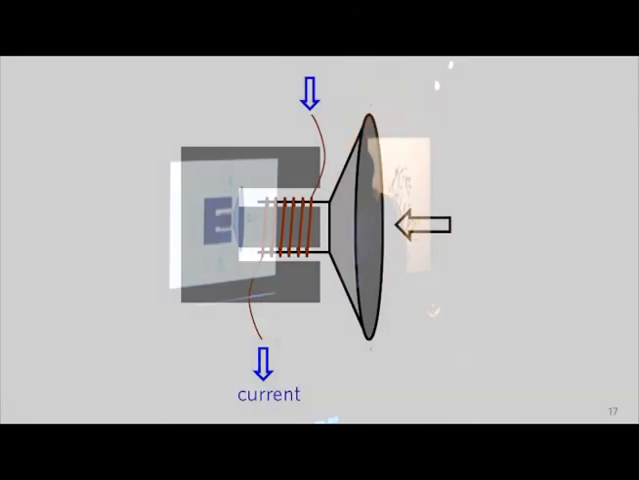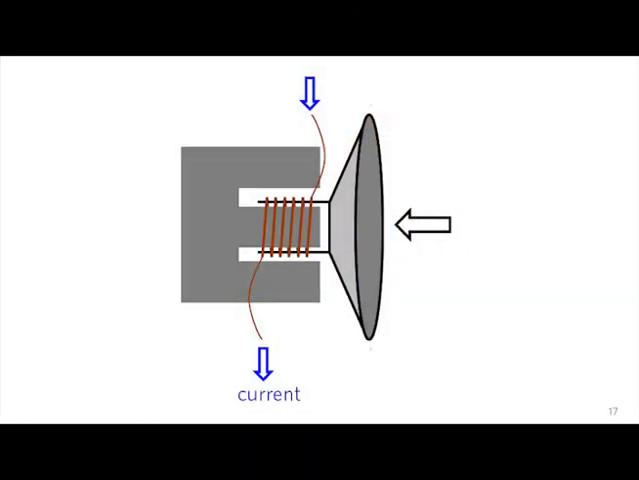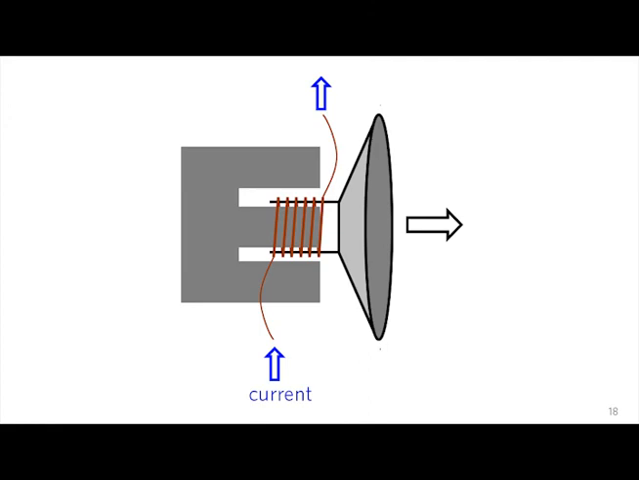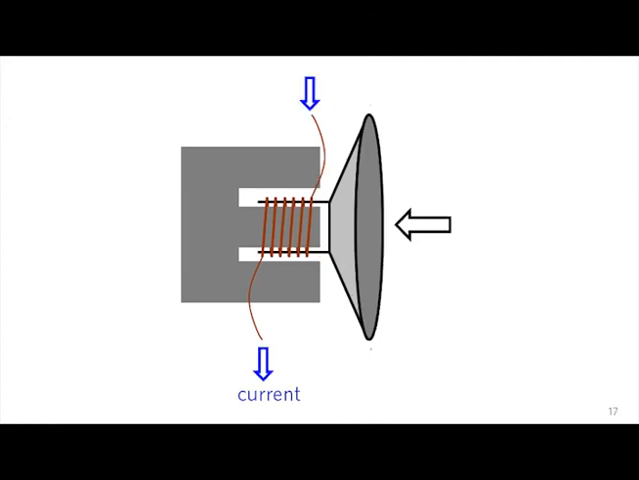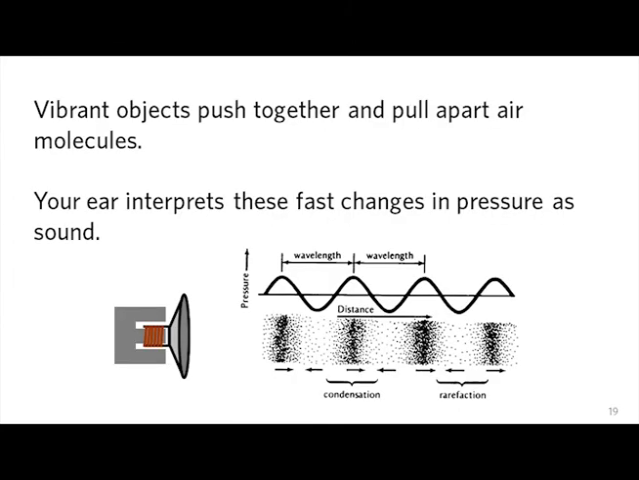If I put current through, let's say, down, it will move the speaker this way. And if I put current through the other way, it'll move the speaker this way. So if I alternate my current, I can move my speaker back and forth. A vibrating object pushes the air together, and then when the speaker comes back, you get a gap in the air, and it repeats again and again and again.